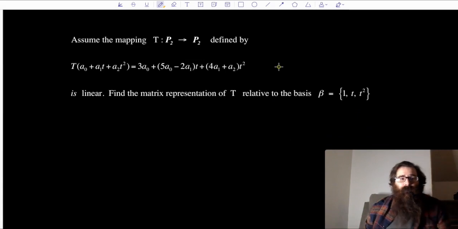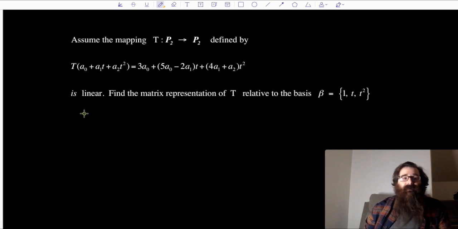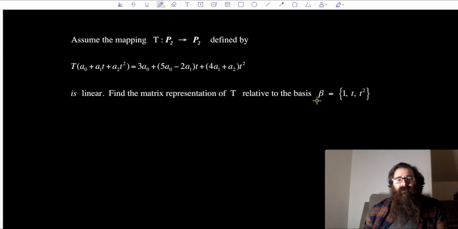Let's take a look at this next example. So here I'm mapping with some transformation T from polynomial space P2 into polynomial space P2, defined by T of a sub 0 plus a sub 1 t plus a sub 2 t squared is equal to 3 times a sub 0 plus 5a sub 0 minus 2a sub 1 times t plus 4a sub 1 plus a sub 2 times t squared. And assume that mapping is linear. Find the matrix representation of T relative to the basis 1, t, t squared. And this is the standard basis for polynomial space P2.